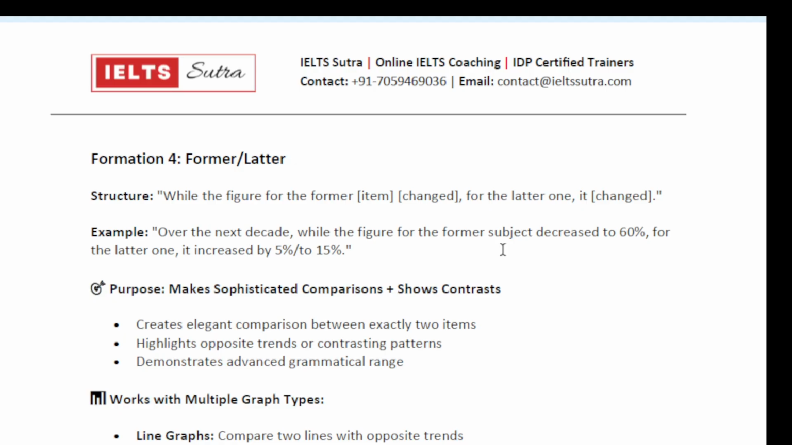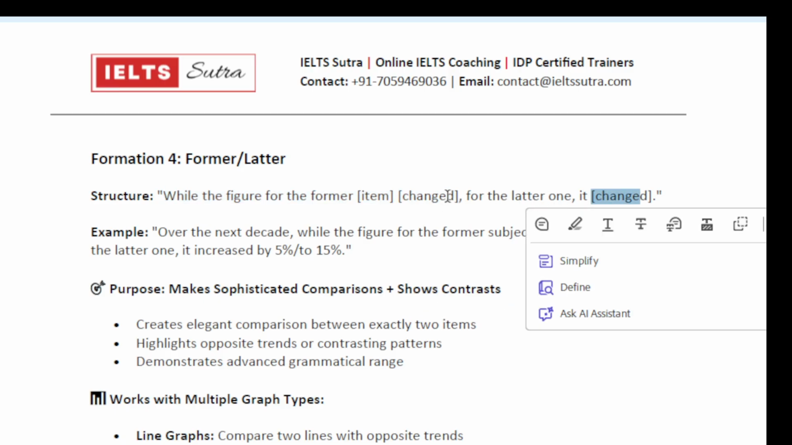Now when I say former and latter formation, basically it is used when you don't want to repeat the subject again and again. You don't want to mention students, people, or whatever the main subject in the sentence is. So it helps you to avoid repetition of the sentence, and it also helps you to show contrast. So let's see. The formation goes like, while the figure for the former item which you mentioned before changed, for the latter one it changed. So the changes here would be of opposite type.